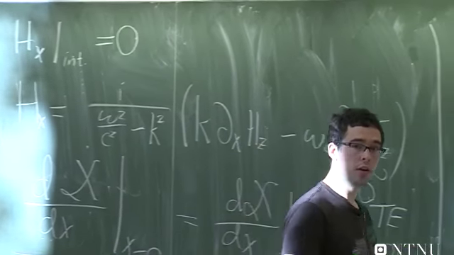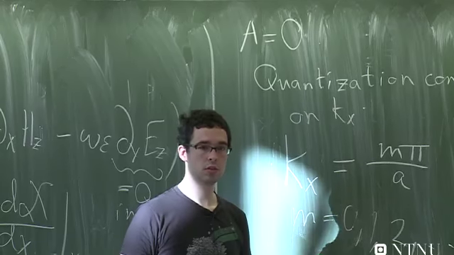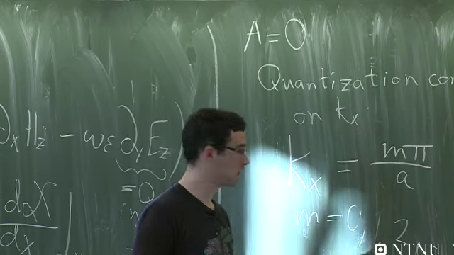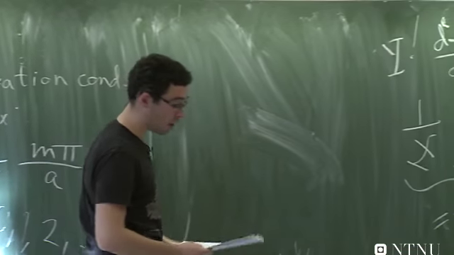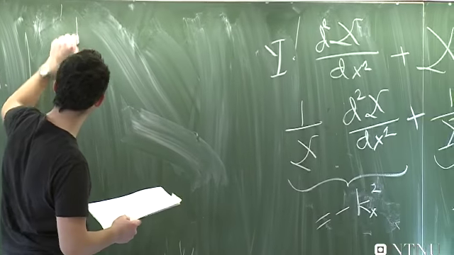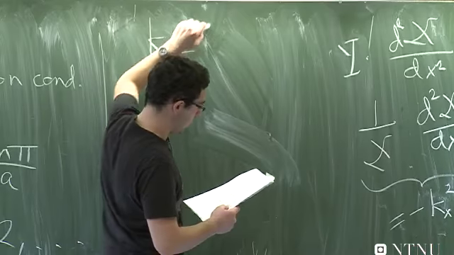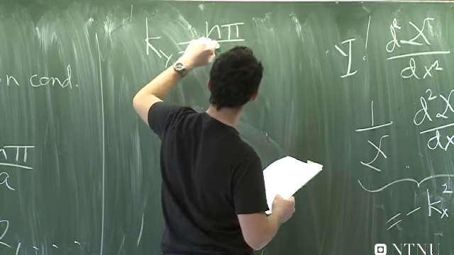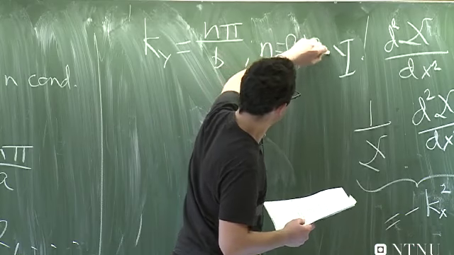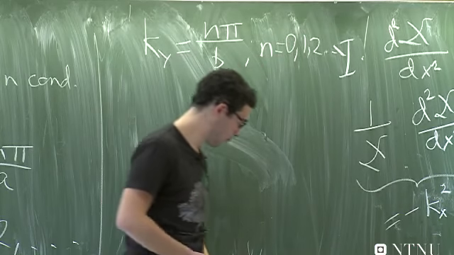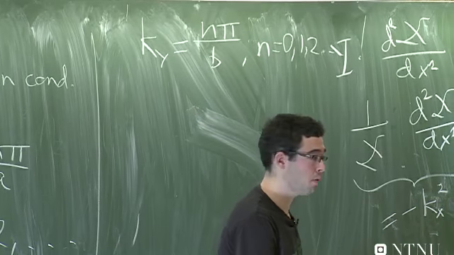And similarly, in the y direction, the equation is exactly the same, meaning that we get ky. It's a cosine solution in that direction as well, but ky is equal to n pi over b, n is equal to 0, 1, 2, and so on. So it's exactly the same math.